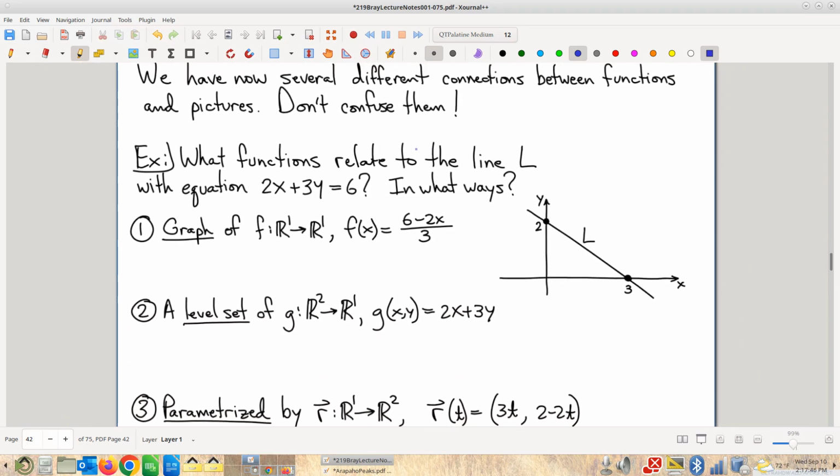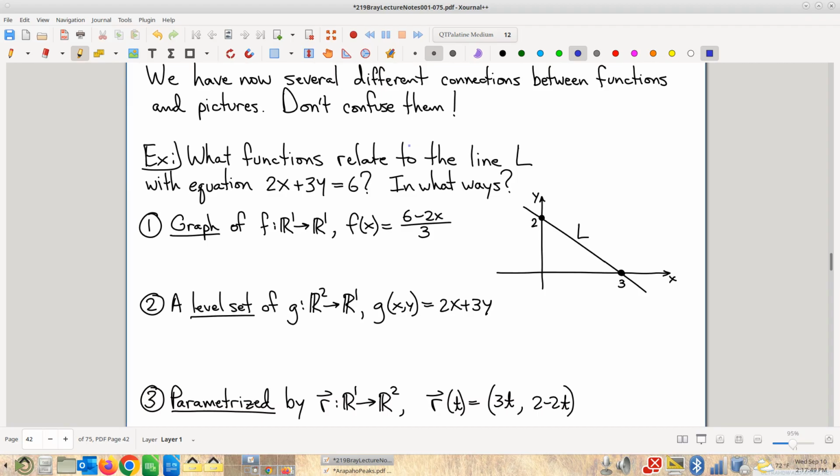So we've got various different constructions now for representing functions. If you give me a function, I can talk about the graph. I can talk about its level sets, etc. You can turn that around and say, let's suppose that I have a geometric object. I'm going to take a line, for example, that line right there. I can ask, is this line the graph of some function? And I can likewise ask, is this line a level set of some function?